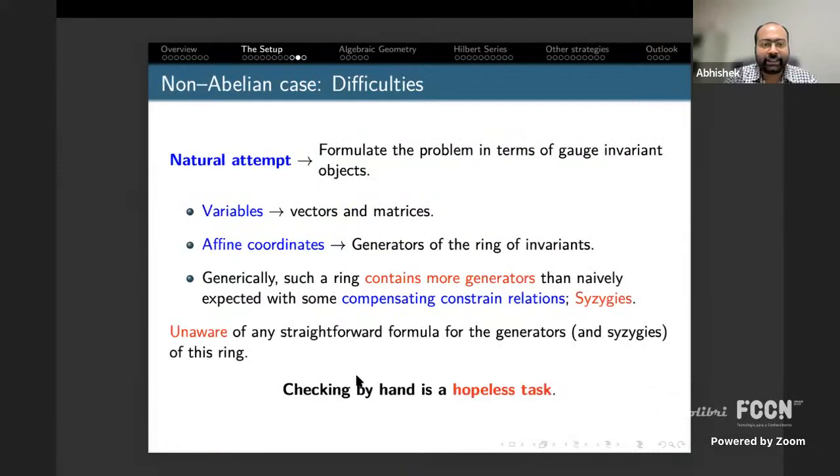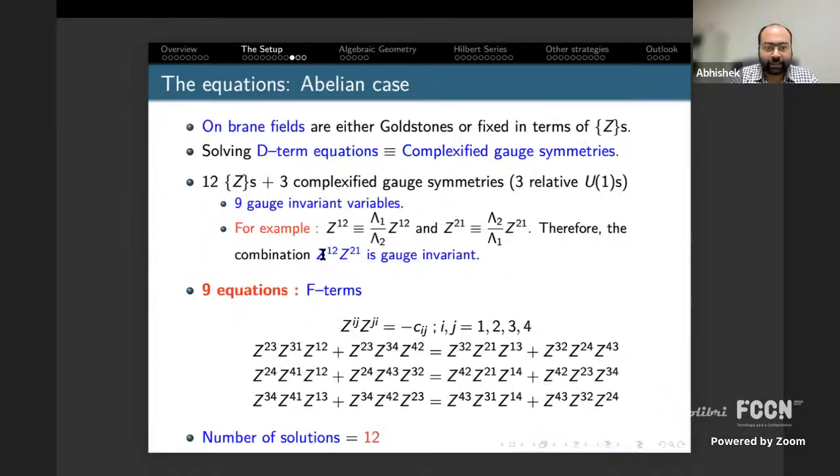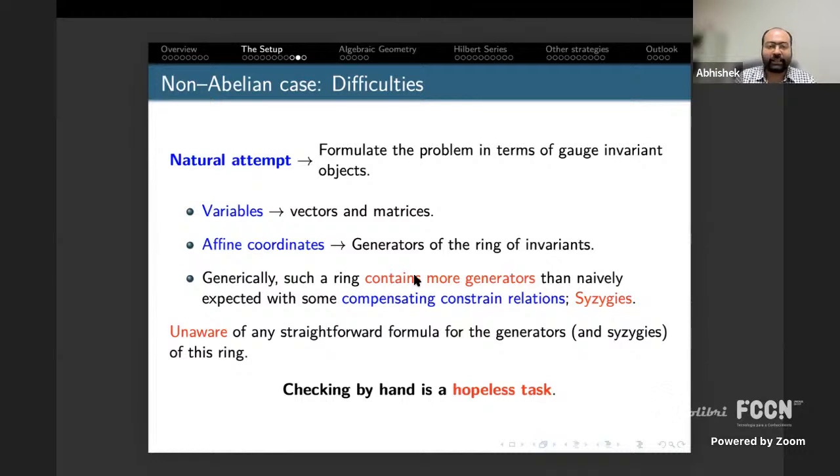So of course, the natural attempt here is to write everything in terms of gauge invariant objects, because we are dealing with a gauge theory, so we should be writing things in terms of gauge invariant objects. And that is what we have basically done here. We have written this F term equation in terms of objects like Z12, Z21, which are basically the gauge invariant combinations. But it is difficult to do something like this for non-abelian cases.